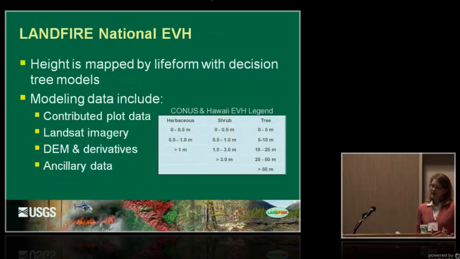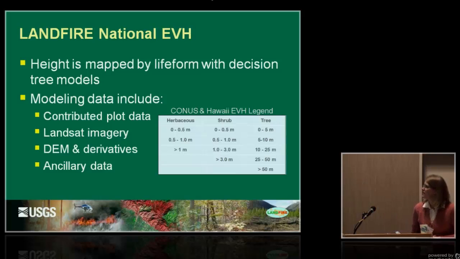So I'll start off talking about the LANDFIRE National existing vegetation height product. Height is mapped by life form with decision tree models. And Don largely alluded to this in the preceding talks. We talk about life form, which is basically tree, shrub, herbaceous, map that across the landscape, and then use the field plot data as well as Landsat imagery, the three dates of Landsat imagery, DEMs and derivatives such as slope and aspect, and any other ancillary data that might be available for us to use to map height for these three life forms across the landscape.